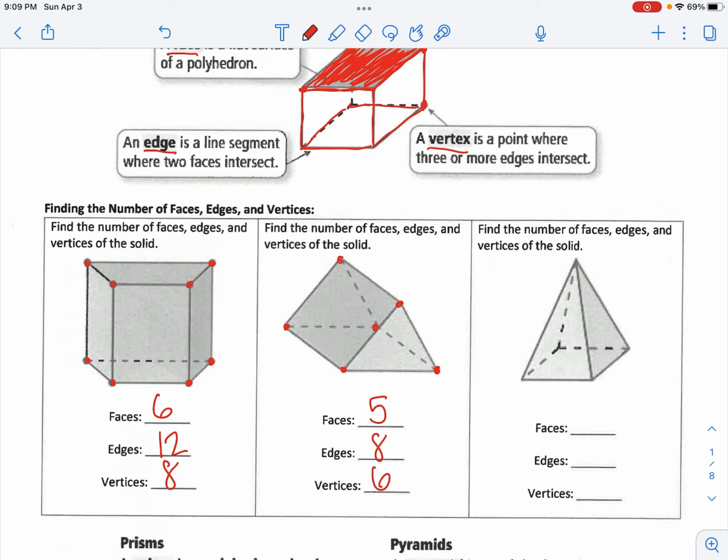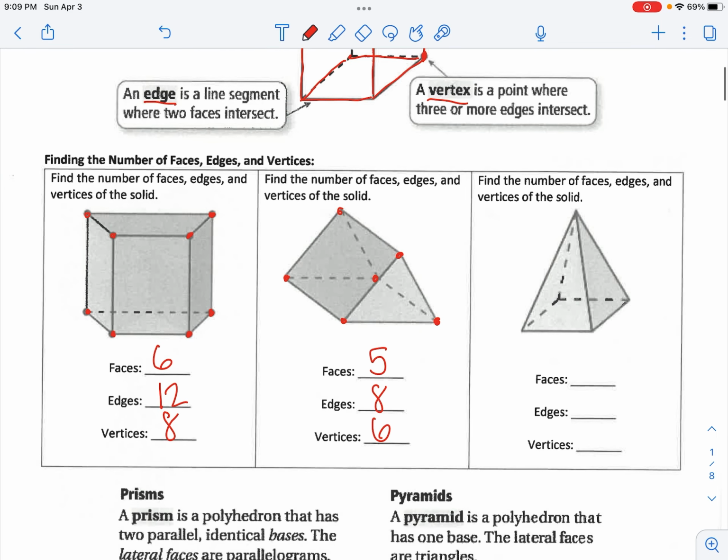Next, on this one, okay, I do want you to try this one on your own. So pause the video and then see if you can get it. So for faces, I have 1 here. So that's 1. I have 1 there. So that's 2. That's the back. Then I have the other side. That's 3. Then I have this front, which is 4. And then I have the base, which is 5. So there's 5 faces.